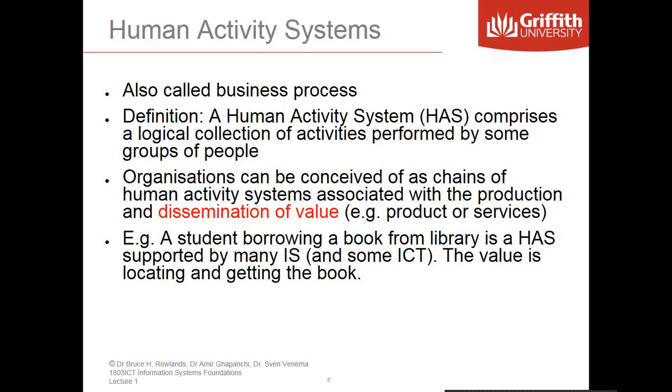Another example down the bottom here is a student borrowing a book from a library is a human activity system supported by many information systems and also some ICT or some technology. And the value of that system is getting the book, right? There are a lot of books out there. If you want to find a particular book, is that easy or difficult? Well, you can make it more easy by having an appropriate information system.